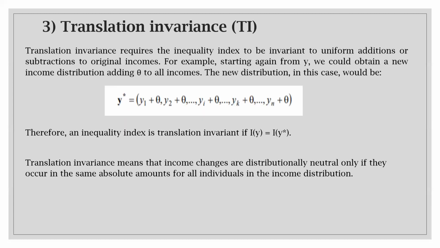The third one is translation invariance. Translation invariance requires the inequality index to be invariant to uniform additions or subtractions to original incomes. For example, starting again from Y, the original income level, we could obtain a new income distribution by adding theta to all incomes. The new distribution in this case would be y star equals y1 plus theta, y2 plus theta, yi plus theta, yk plus theta, and yn plus theta. Therefore, an inequality index is translation invariant if there is no change in the position, that is, the inequality of the original equals the inequality of the new income distribution, y star. So translation invariance means that income changes are distributively neutral only if they occur in the same absolute amount for all individuals in an income distribution.